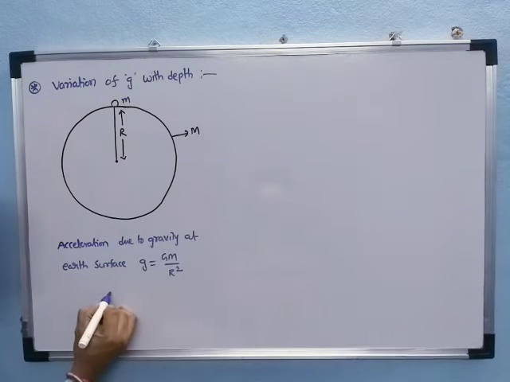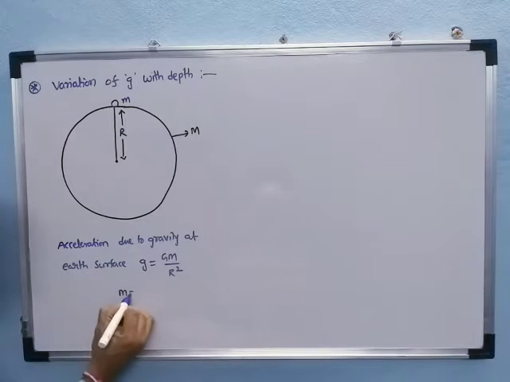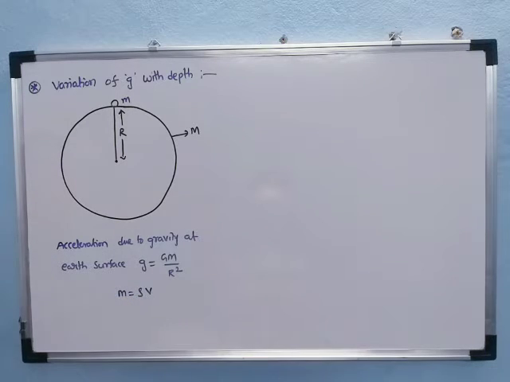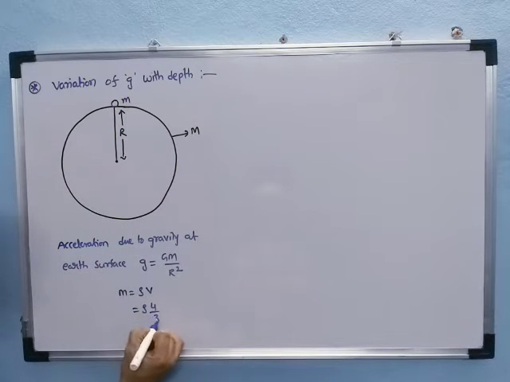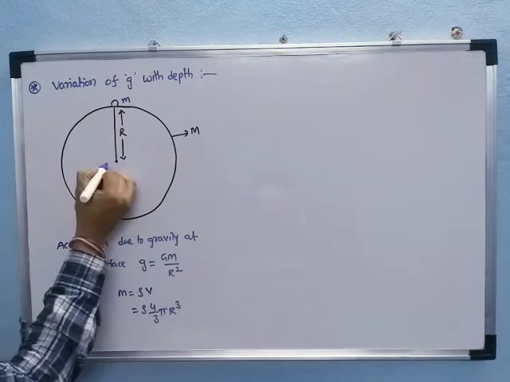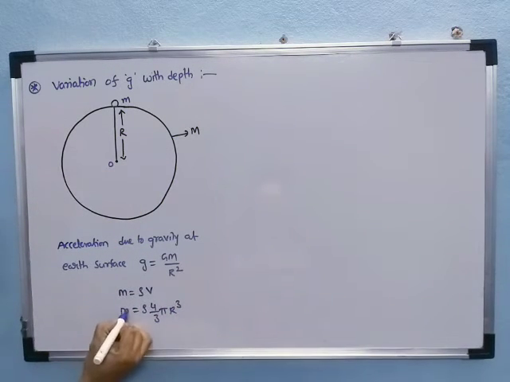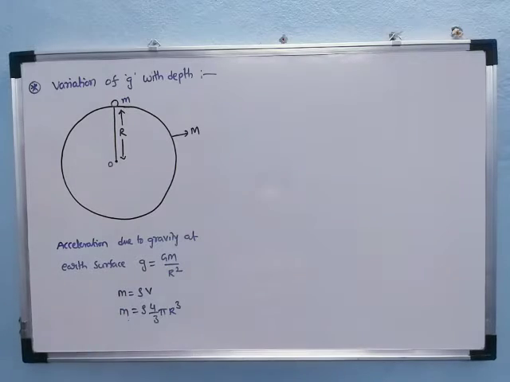But we can write the mass m is equal to density into volume. What is the formula for the volume of the sphere? It is 4/3 pi r cube, where r is the radius. That's why we can write r cube. This is the mass, and we can substitute this value here.